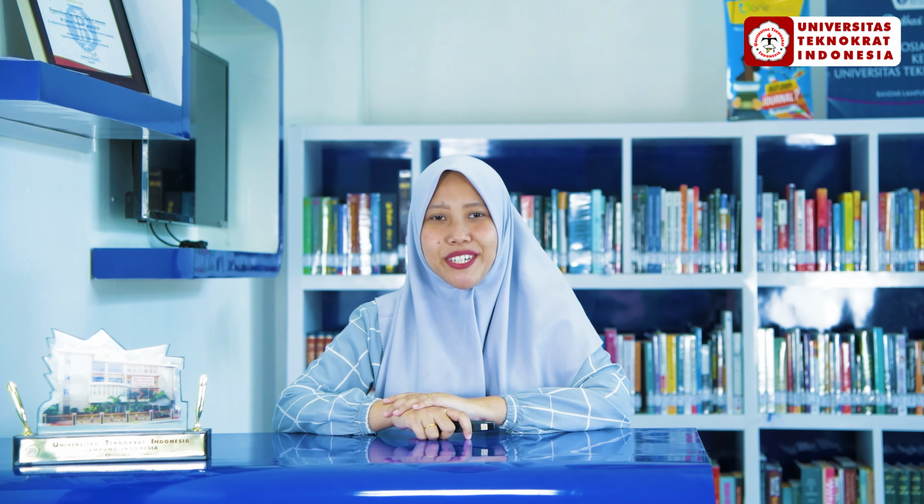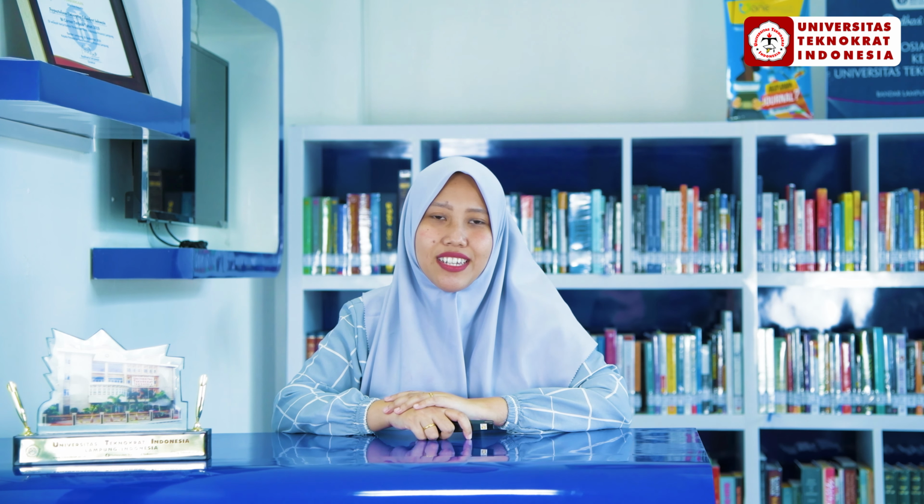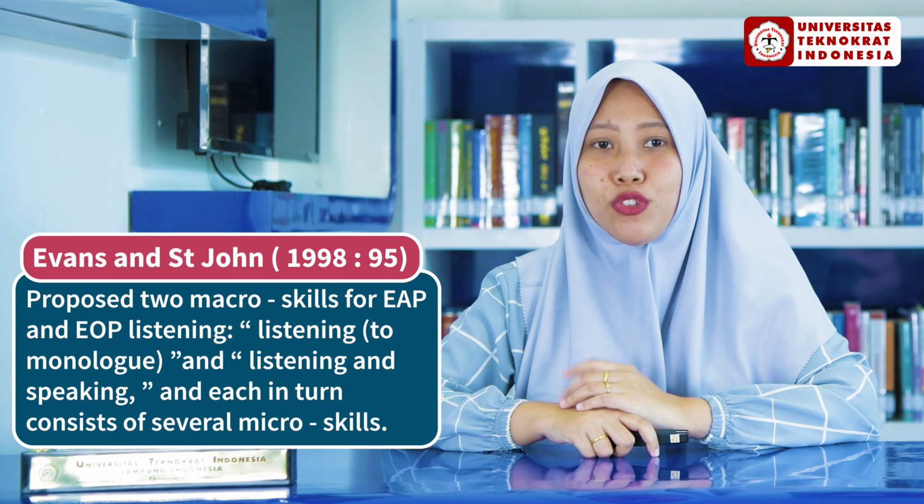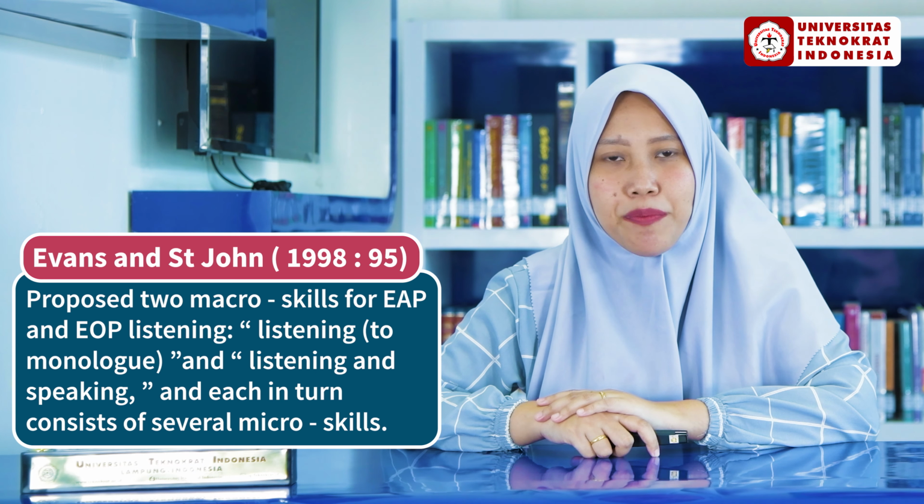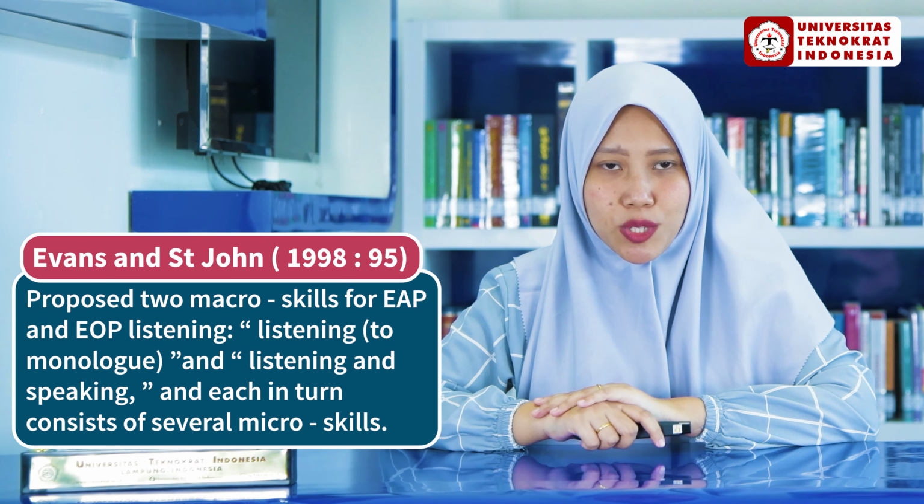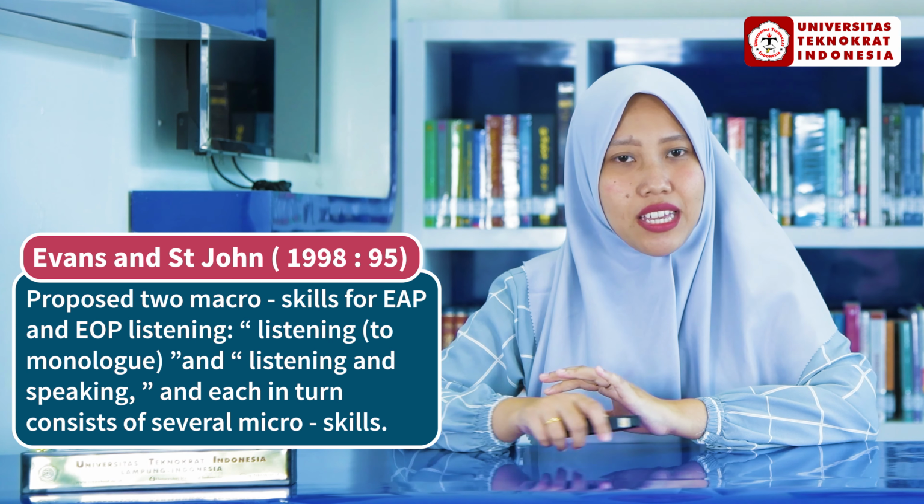Listening is carried out in different ways at different times because the reason for listening changes from one listening event or context to the next. Effective listeners will use a number of enabling skills in order to achieve their desired comprehension goal. Discussing ESP listening, Evans and St. John's 1998 proposed two macro skills for EAP and EOP listening: listening to monologue, and listening and speaking. And each in turn consists of several micro skills.